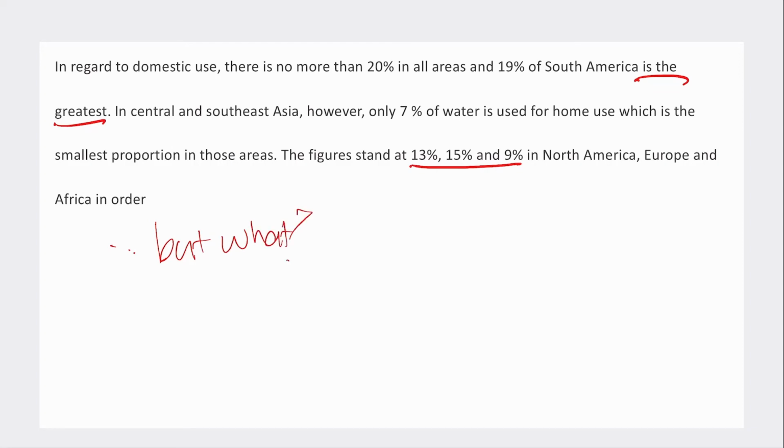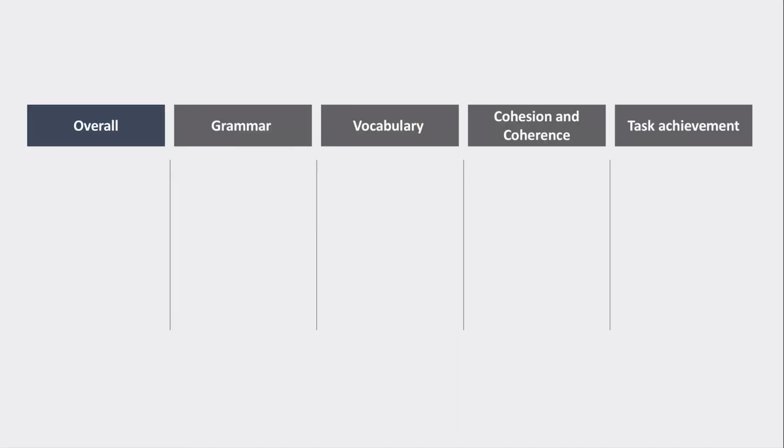So I think there's quite a lot that you can talk about here. I do like how they've been listing out the percentages and picking out trends: this is the most, and this is the least, and this is compared to that. So I do appreciate that. It's a little bit short, and I feel like this candidate ran out of time when they were writing. So task achievement, they did sort of attempt to answer the task, not in full enough detail for me, so it's probably going to be a 5.5.